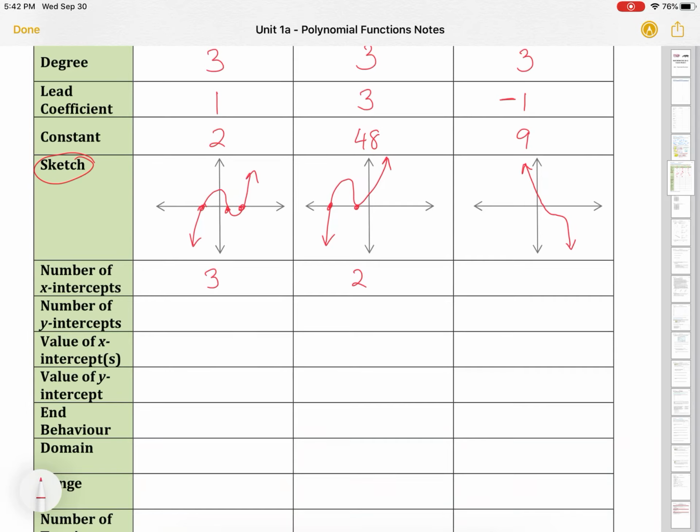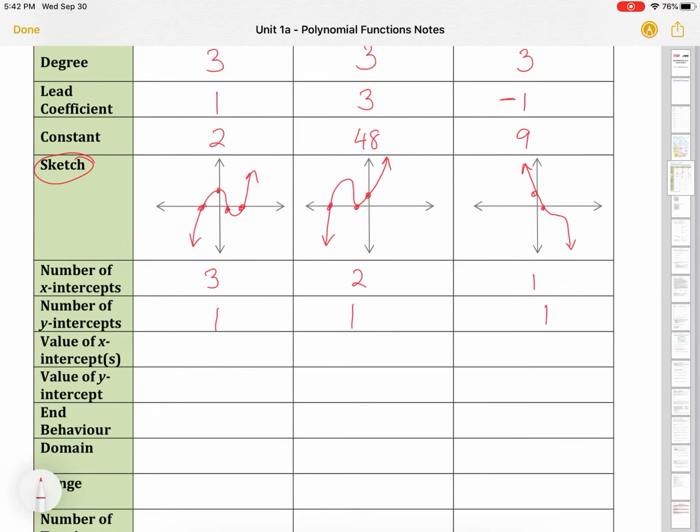For the second one, we have 1, 2. And for our third one, we have just 1. Number of y-intercepts. I have 1, 1, and 1. Only one y-intercept.